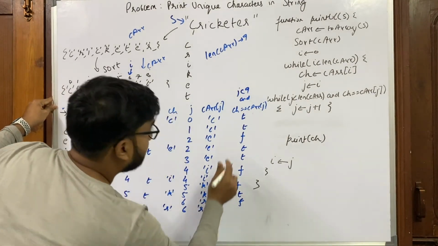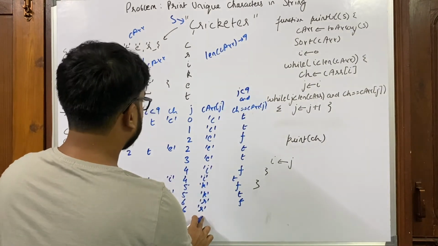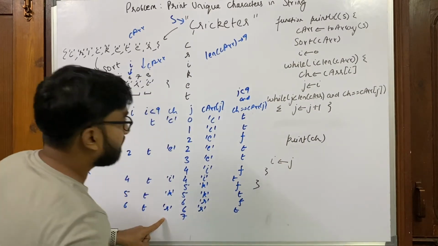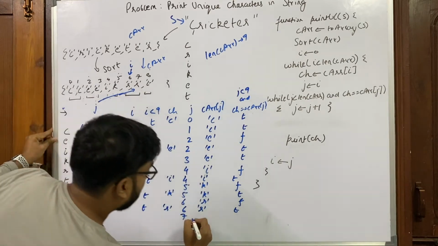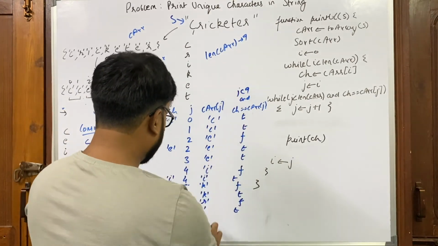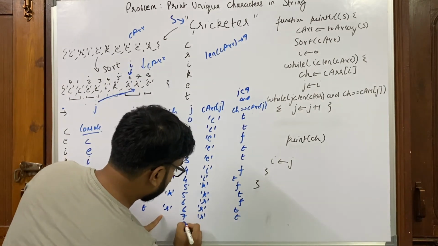Okay, checking this condition. 6 is less than 9 is true. CARR of J equals CH is true. This is true. You do J equals J plus 1. J becomes 7. CARR of 7 is R. Okay, check this condition again. 7 is less than 9 is true. CH equals CARR J is true. This is true. J becomes 8.